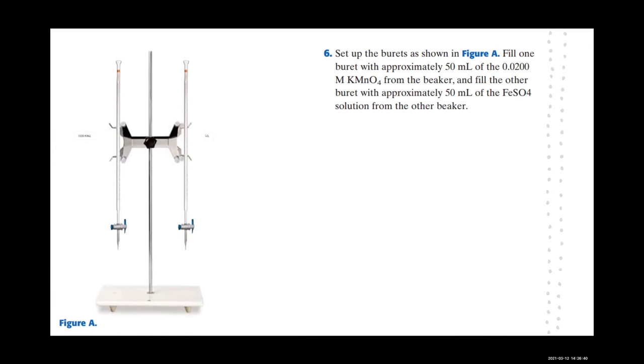Set up the burettes as shown in Figure A. Fill one burette with approximately 50 milliliters of the 0.02 molar potassium permanganate from the beaker and fill the other burette with approximately 50 milliliters of the iron 2 sulfate solution from the other beaker.